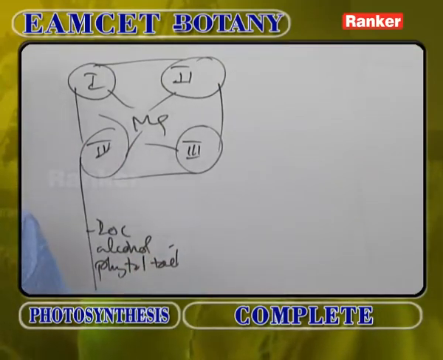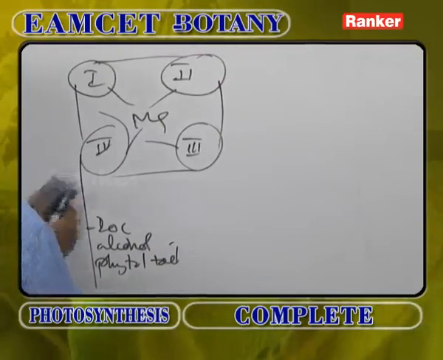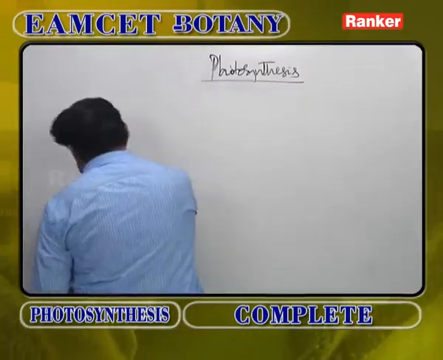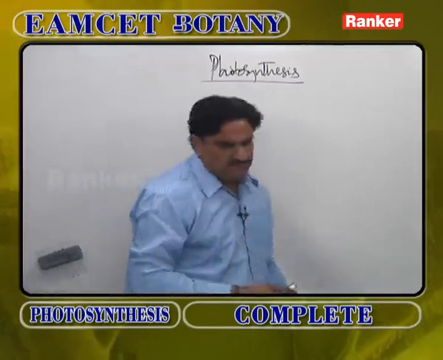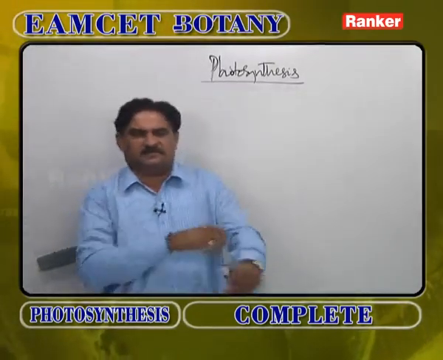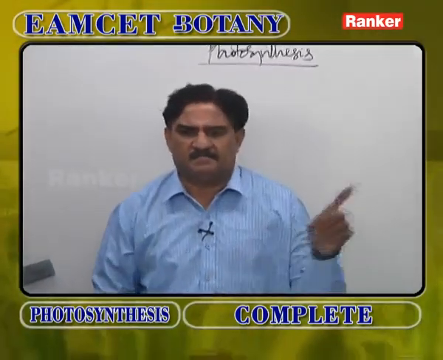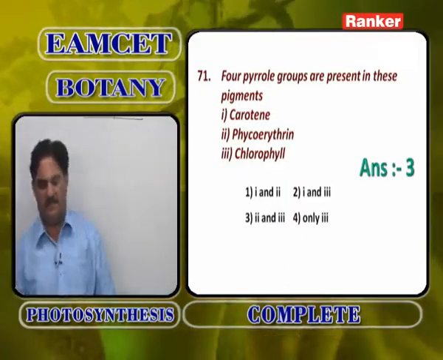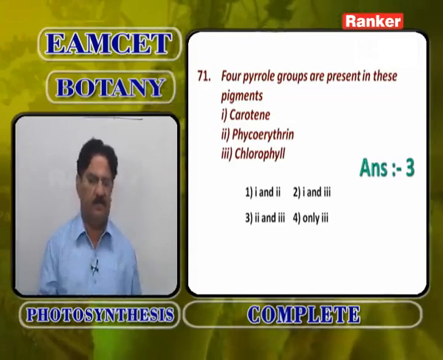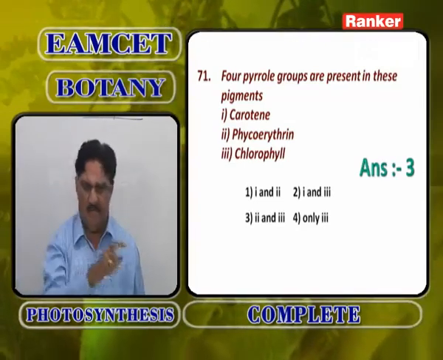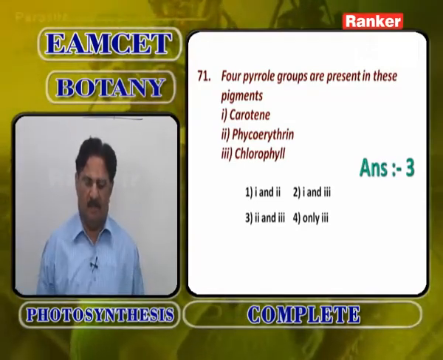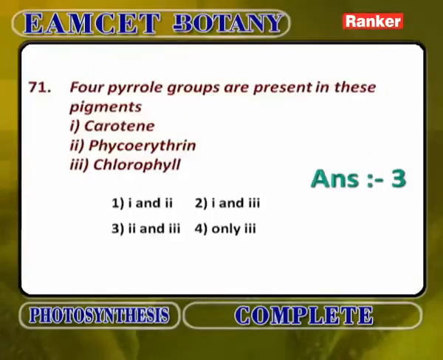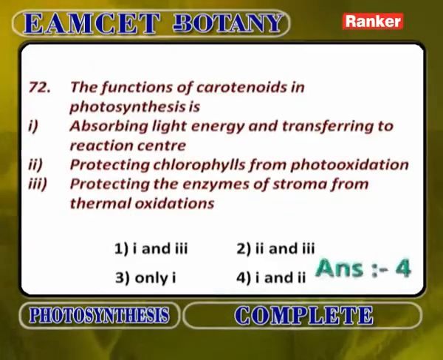So, chlorophyll contains 4 pyrrole rings arranged in a cyclic manner, whereas in phycobilins pyrrole rings are present but they are not cyclic, they are arranged in a straightened manner. So, 4 pyrrole rings are present in these pigments means not in carotene. Carotene is C40H50, it is a straightened carbon. Phycoerythrin, which is nothing but phycobilin, and chlorophyll 2 and 3.